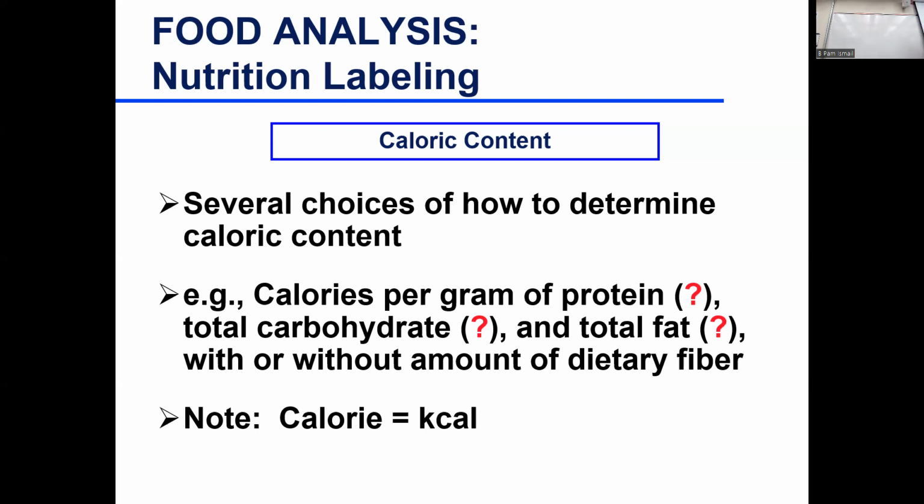Okay. So for carbohydrates, sometimes if you have a high amount of dietary fiber, you just subtract dietary fiber because we don't digest dietary fiber. And one note is when you write calories with a capital C, that is equivalent to kilocalories. So 1 Calorie, capital C, is 1,000 calories.